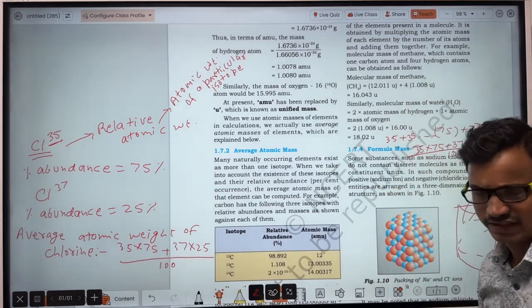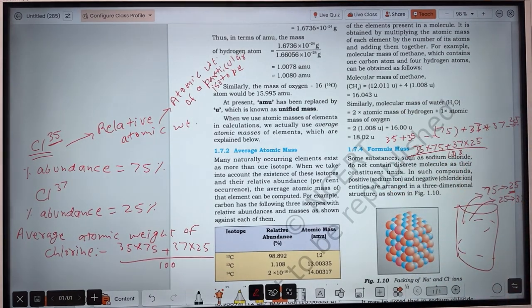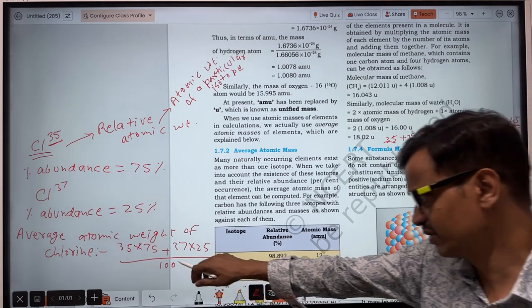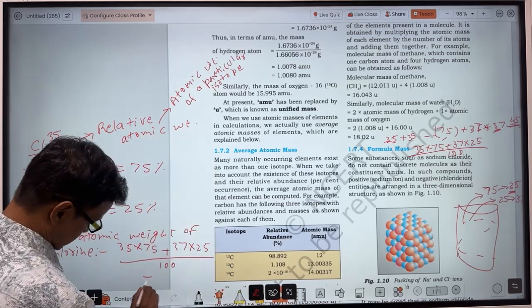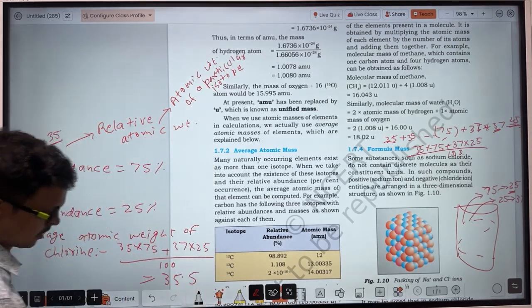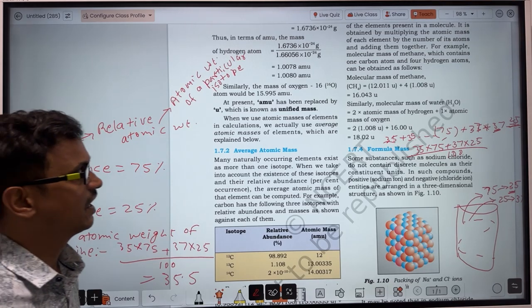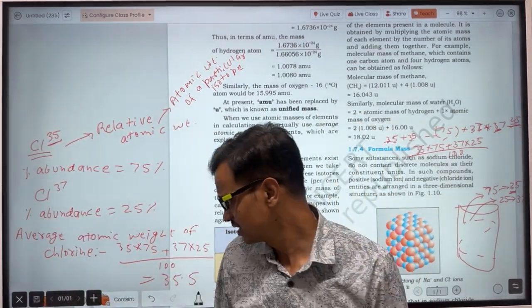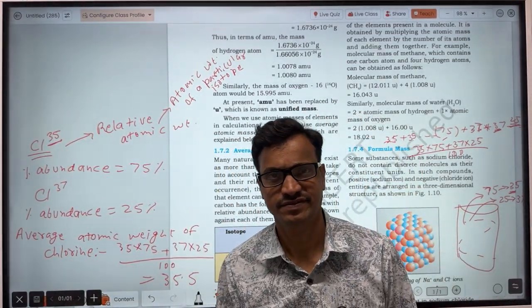We add 35 75 times; better is that we multiply 35 by 75. You may check that. And we add 37 25 times; better is to multiply 37 by 25. So when you calculate this, it will come 35.5. So that's the reason the average atomic weight of chlorine is 35.5.